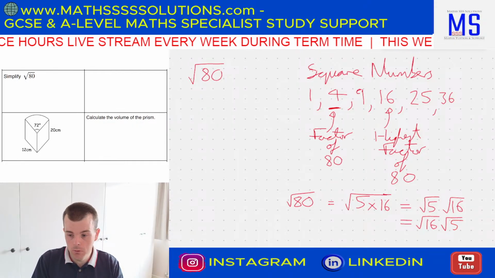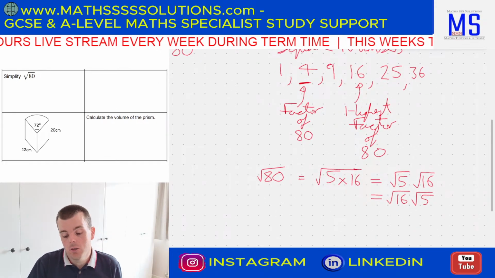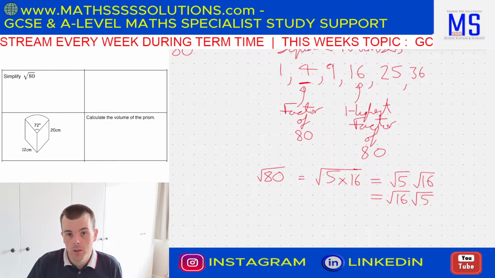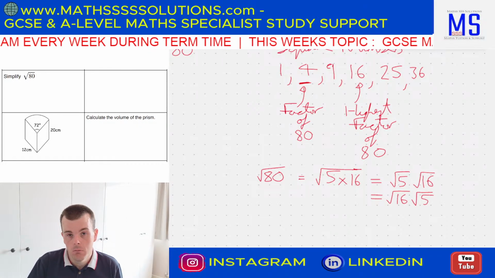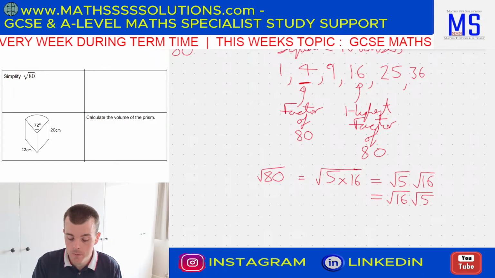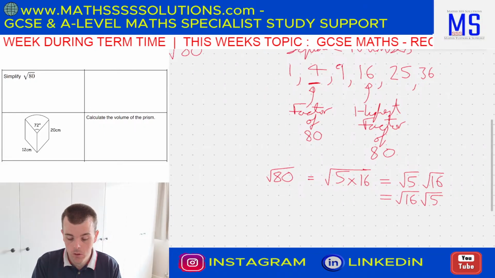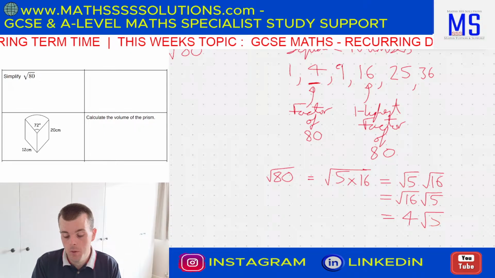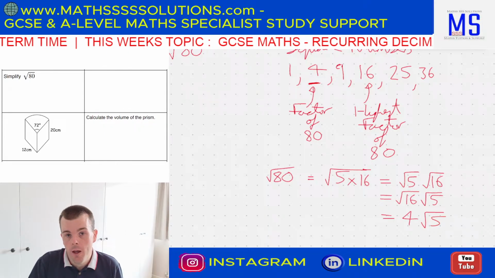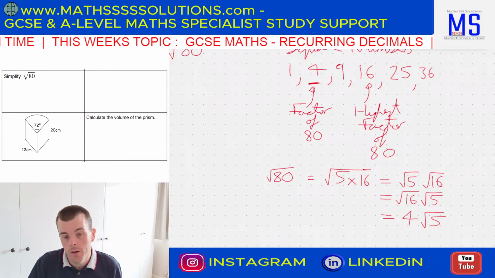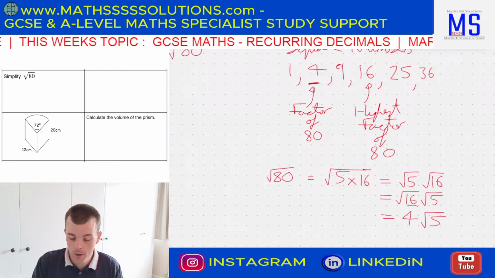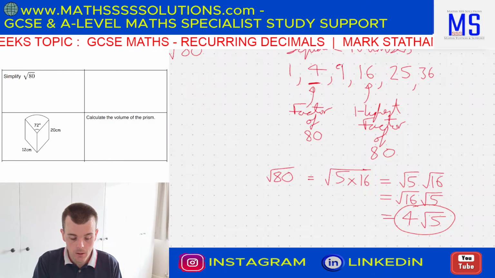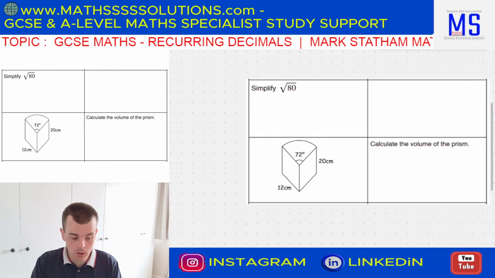The reason why you are doing this is because you can find the square root of 16, and that's a nice whole number. We know the square root of 16 is 4. But you cannot simplify root 5 any further because it does not have a square number that is a factor of 5. So 4 root 5 would be your answer. Let's go back to the next question.